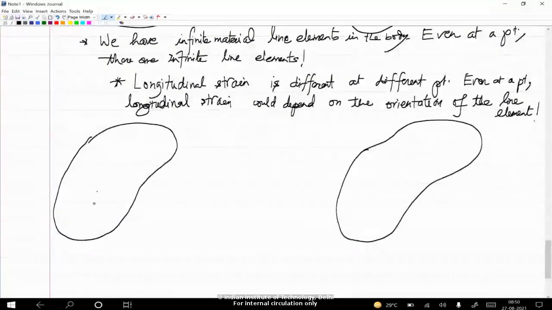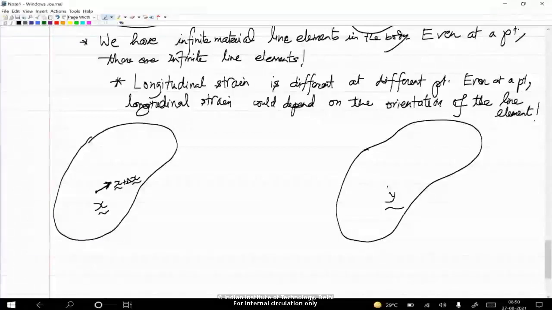Okay, so now let's try to find out the formula for this longitudinal strain. Just like I told you, we have to pick a line element in the body. So suppose I pick a line element here. It will be good to pick a line element which has finite length. That means its tail is at x and the head is at x plus delta x. Okay, so it's a line element of finite length.